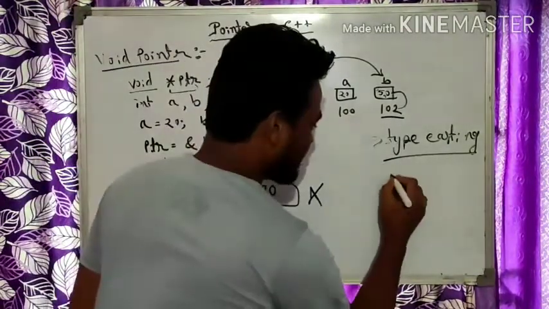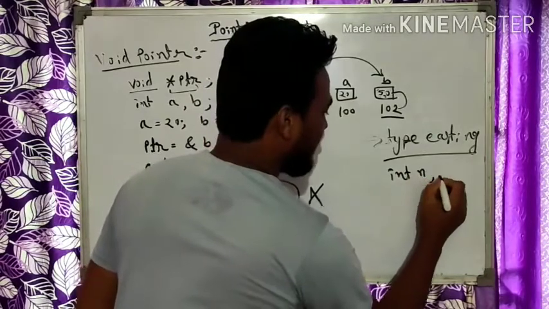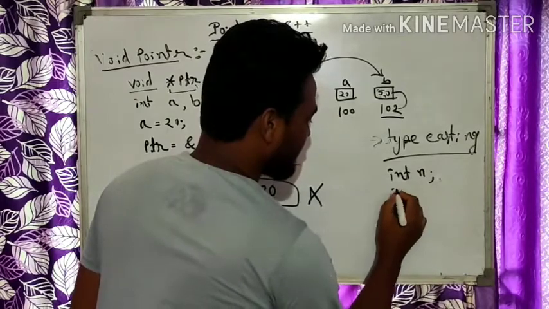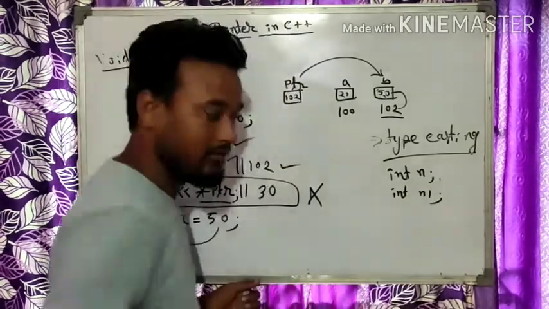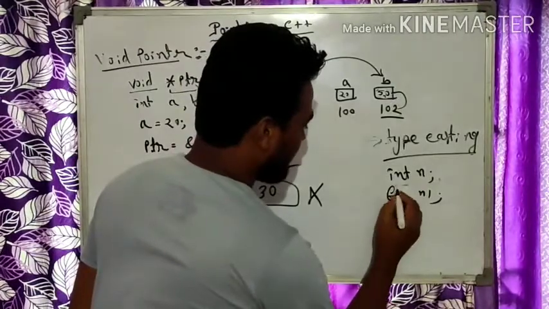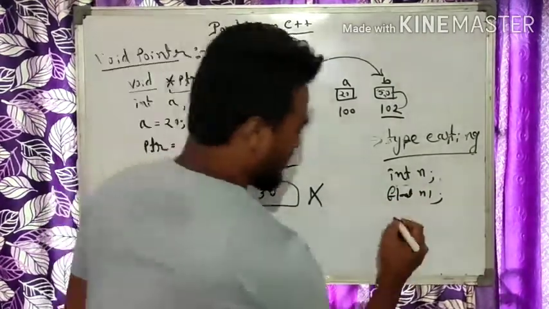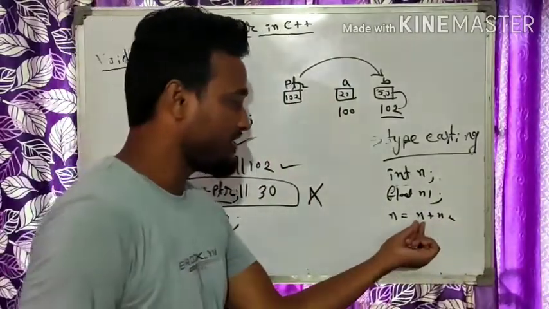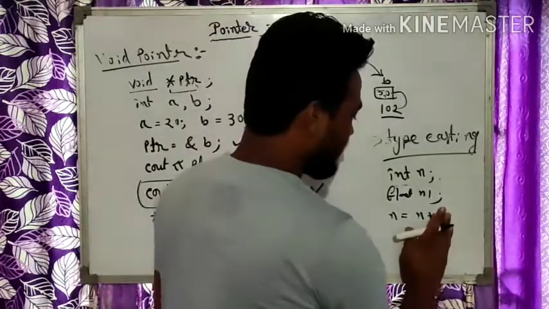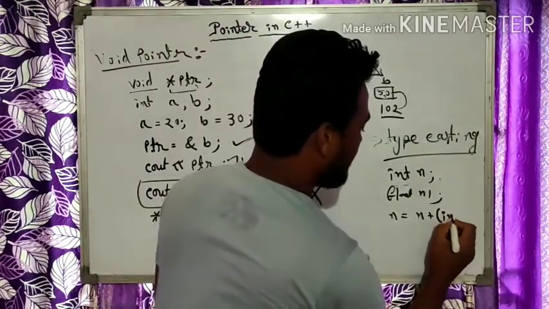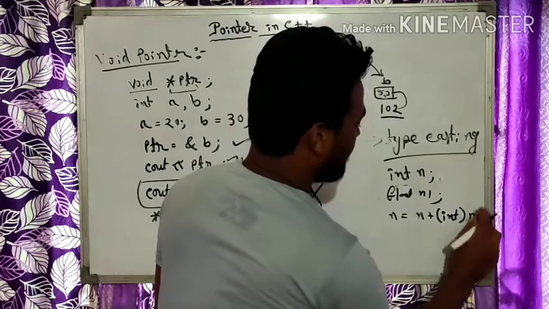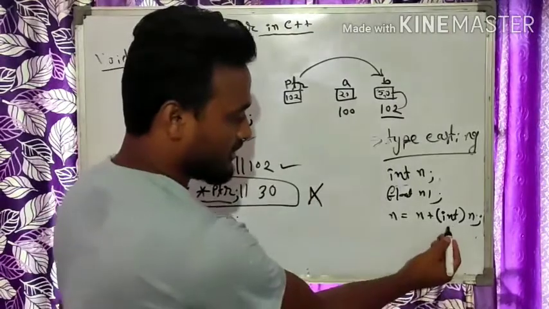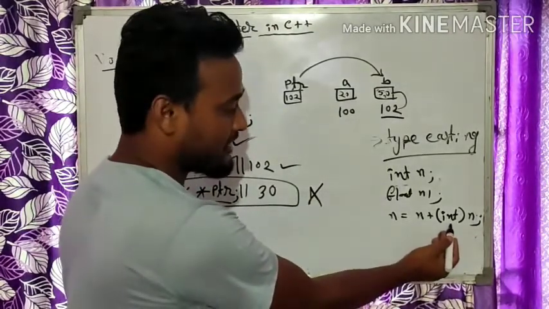Say in normal cases we have a variable integer n, and another variable, suppose integer n1. Sorry, this is suppose float. This is suppose float. Now suppose n equal to n plus n2, right? So this is integer, this is float. So in this case, you can change this to integer n1. So you can see that within this bracket I have mentioned the type as integer.